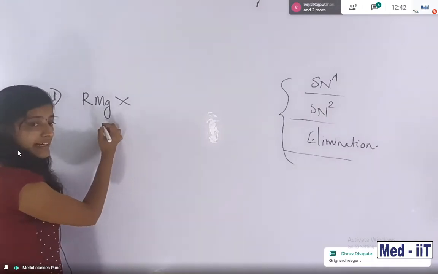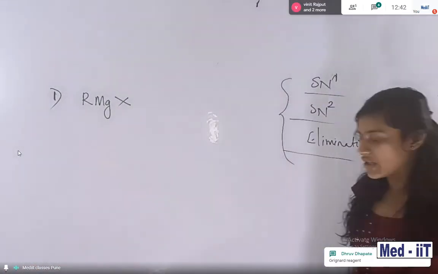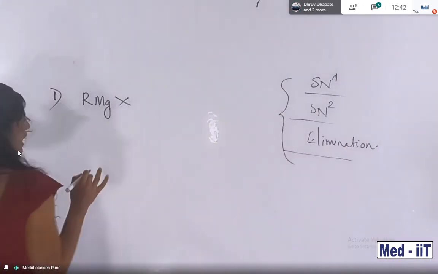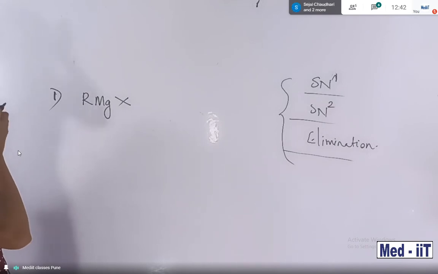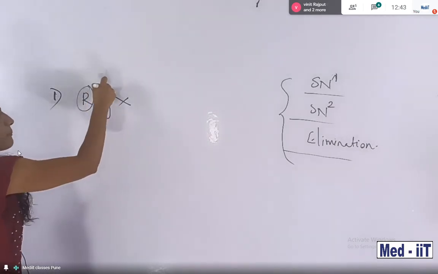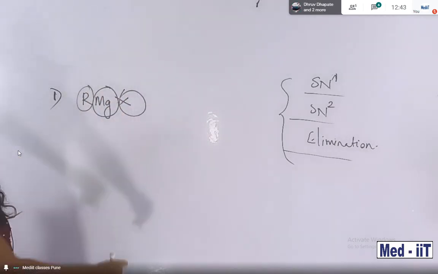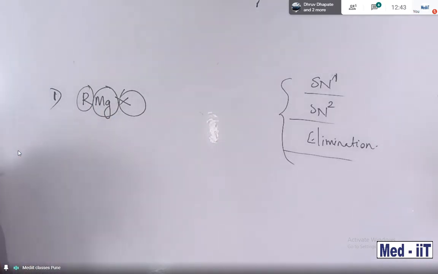This is called Grignard reagent. Very good. Grignard reagent. So Grignard reagent is an organometallic compound. Are you familiar with organometallic compounds? Anyway, you know the concept: this is called Grignard reagent, because it has an alkyl group, then a metal, then a halogen. So RMgX is the Grignard reagent. Right, then this is the reagent.